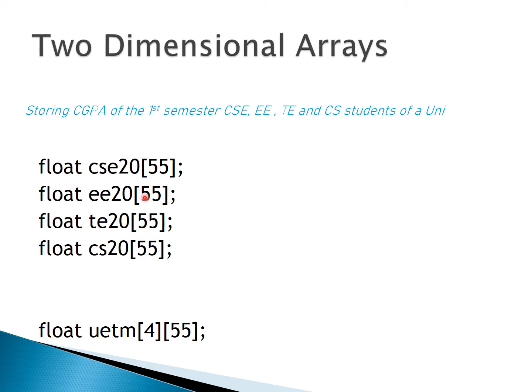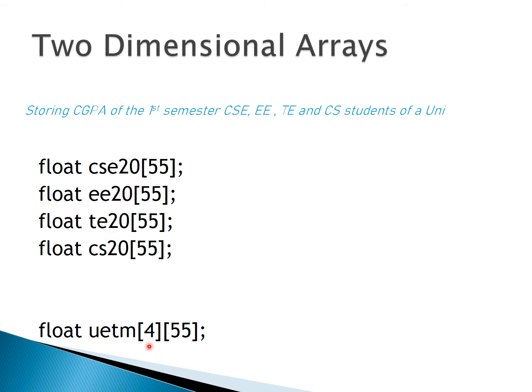So just to group them, we will assume the number of students is 55 in the first semester. To declare multiple arrays like this, we can use a two-dimensional array, and we declare float, the type of array, then the name of the array, and then how many arrays and how many elements in each array. We have 4 arrays, and in each array we have 55 elements. So that's a two-dimensional array. 1, 2, 3, 4.